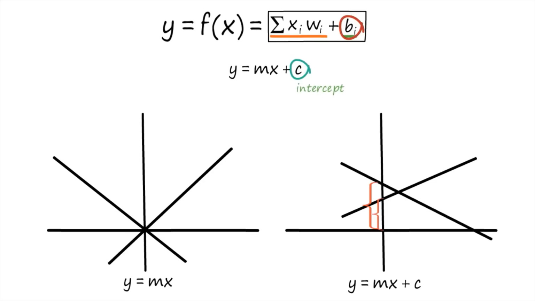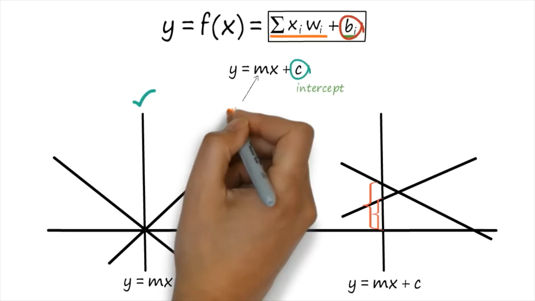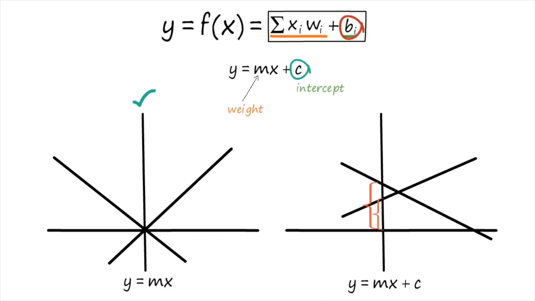Here we can say that if c was absent, the graph will be formed like this. Now, if you ask me how this is related to the equation of the neural network, I can tell you: consider this m as the weight and consider this c as the bias, and this is the input, we know that.